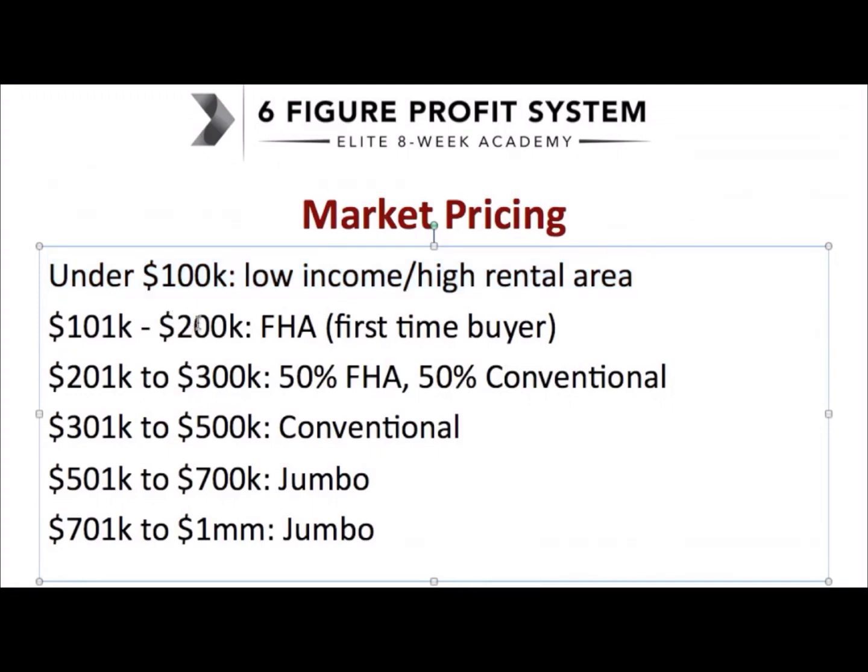So the second one is the 100 to 200. Now, buyers in that market are usually FHA. So what I'm trying to do here is make a correlation between the price point and the type of buyer in that price point. So 100 to 200 is usually your first time buyers. And in the 200 to 300, you have a mix of first time buyers and conventional buyers. Conventional is typically your second home buyers, your lower middle class kind of people.